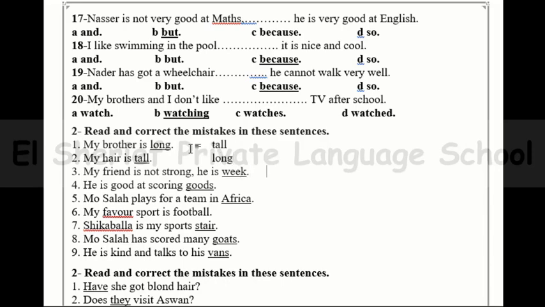Number 3: My friend is not strong. He is yes, weak. Now number 4: He is good at scoring goods. No, he is good at scoring goals. Now number 5: Mo Salah plays for a team in, yes, Europe. So I'm going to say my favorite sport is football. No, it's going to be my favorite sport is football.